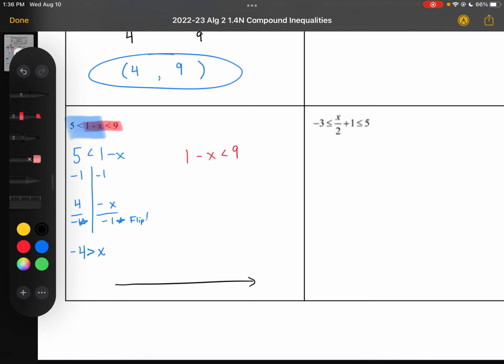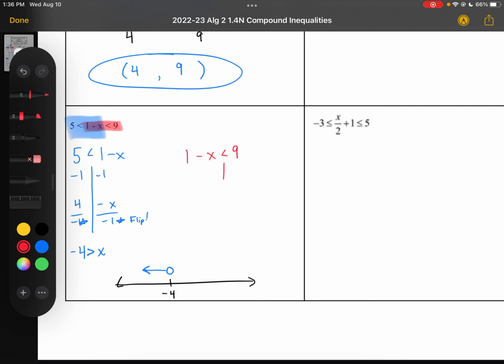Jump over to a number line. -4, graph it in blue, open circle because it's just less than, and x is not being eaten, so it does go to the left. So we're going this way.